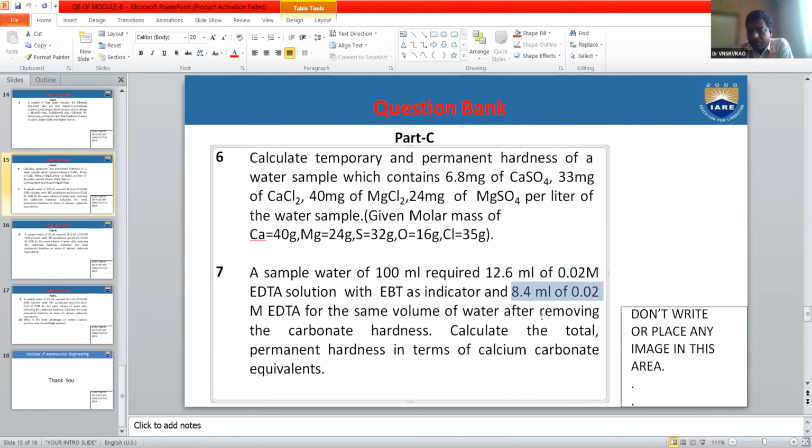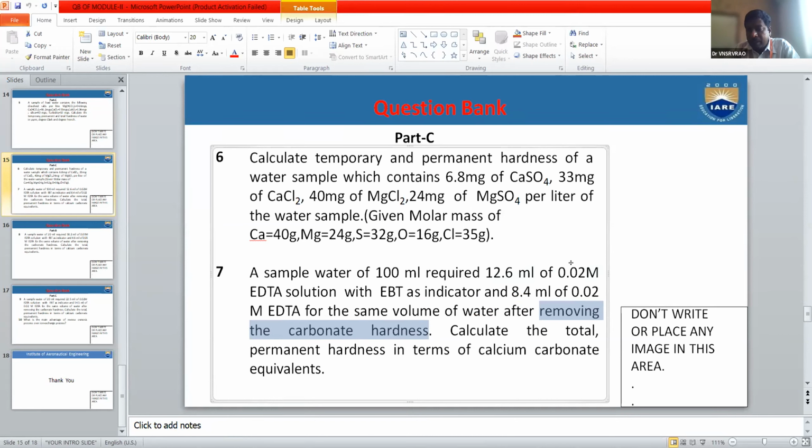Why? Because the carbonate hardness has been removed. After the removal of carbonate hardness, which hardness is removed, temporary or permanent? Temporary. Generally, you know that temporary hardness is removed by the boiling process. So that's why in the second titration, they take the boiled water. Boiled water means temporary hardness is removed, so carbonate hardness is removed.